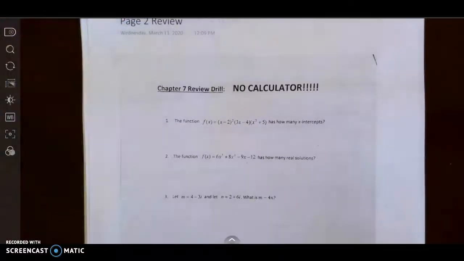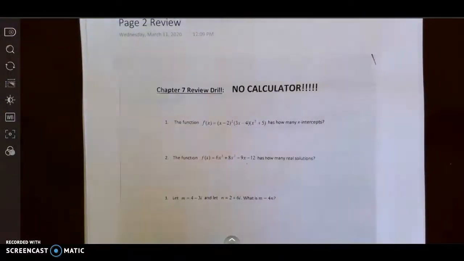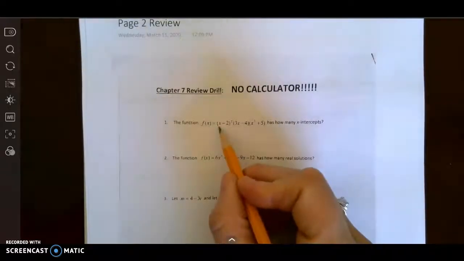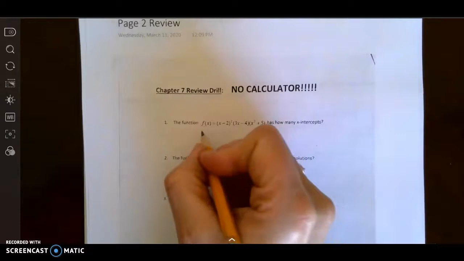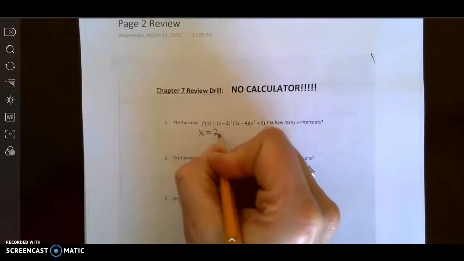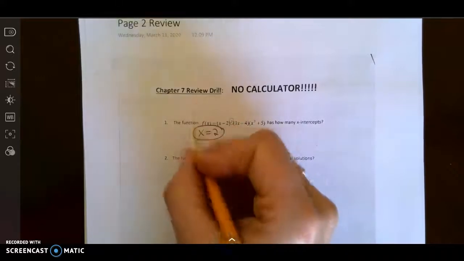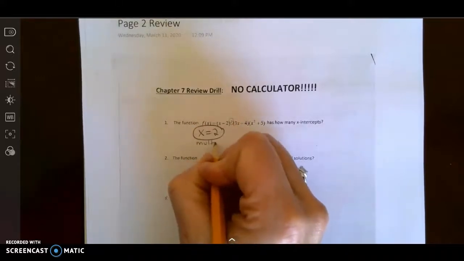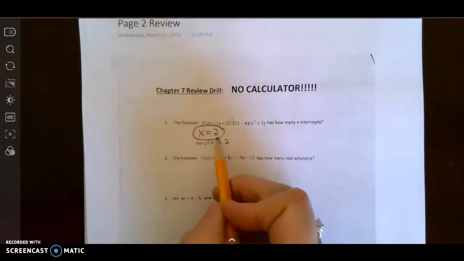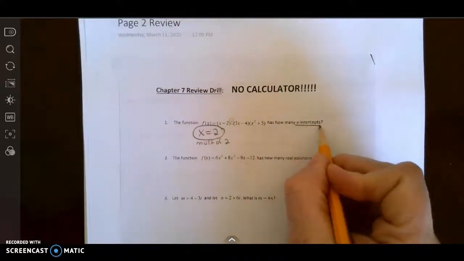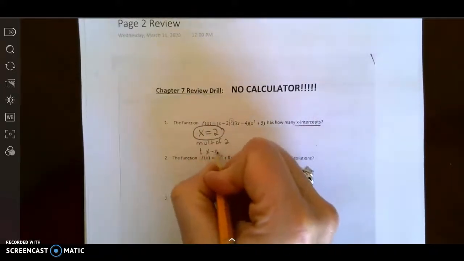So this is our first page of review for our Chapter 7 test. First question asks, given this function, how many x-intercepts are there? Well, when I look at this factor right here, I get x equals 2, and it has a multiplicity of 2. However, on the graph, as far as an x-intercept, this is one x-intercept.